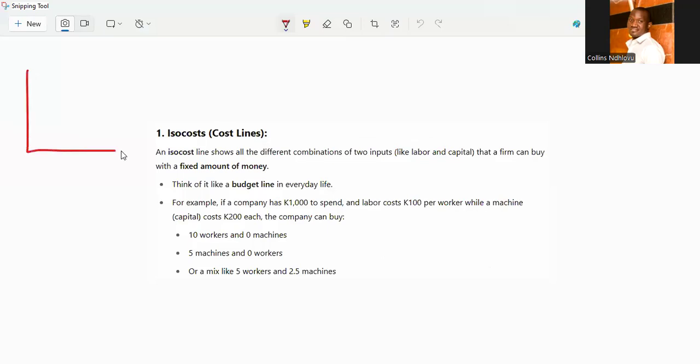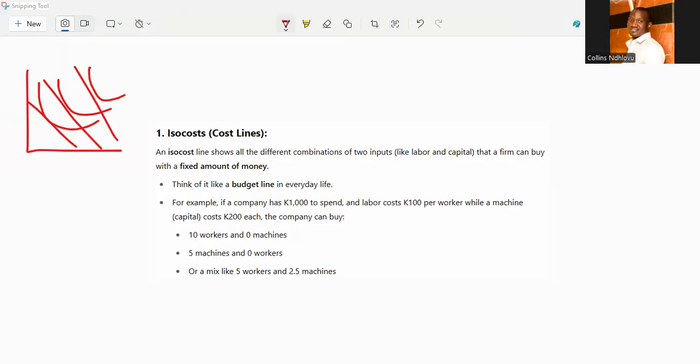So an isocost will look something like this. Okay, they look like a budget in everyday life. For instance, a company has 1,000 to spend on 2 units of labor. So the concept simply looks like that. All combinations that lie on the same isocost will have the same total cost.